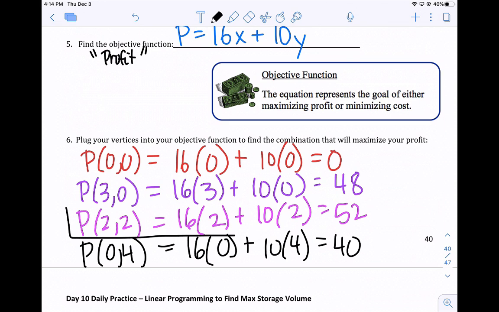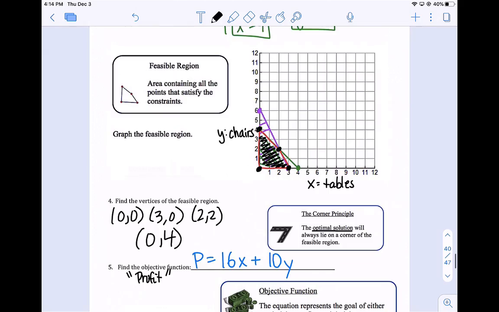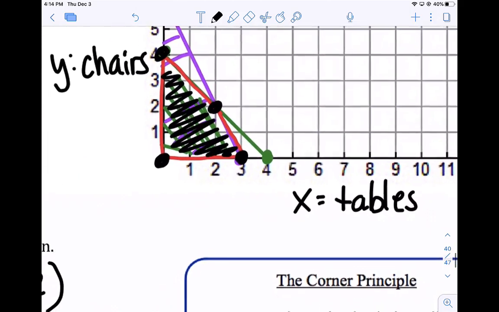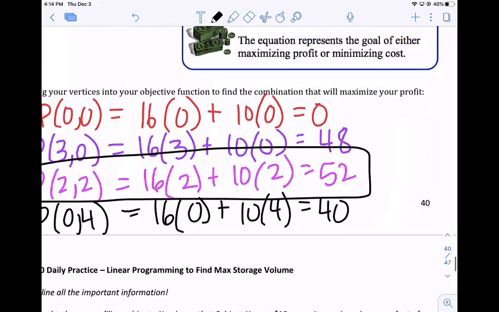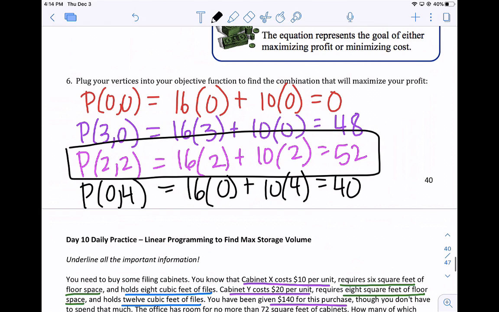So again, and we already saw this before, but now this is a faster way to figure out which coordinate will give us maximum profit. It's always going to be one of the corner ones of the feasible region. So when we plug it in, our maximum will give us $52 if we make 2 chairs and 2 tables.